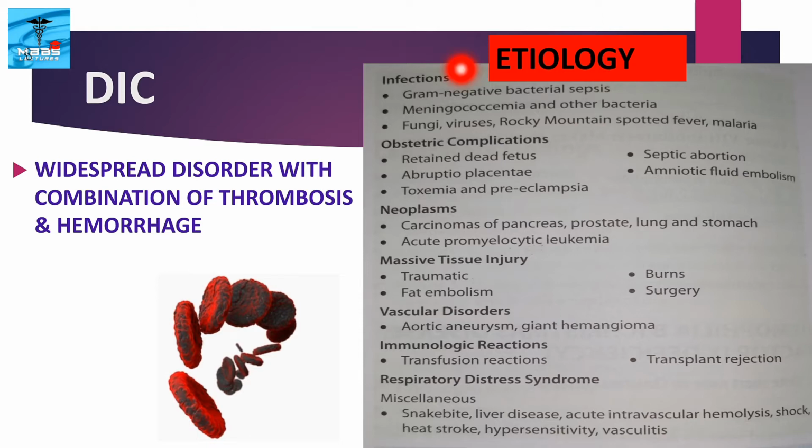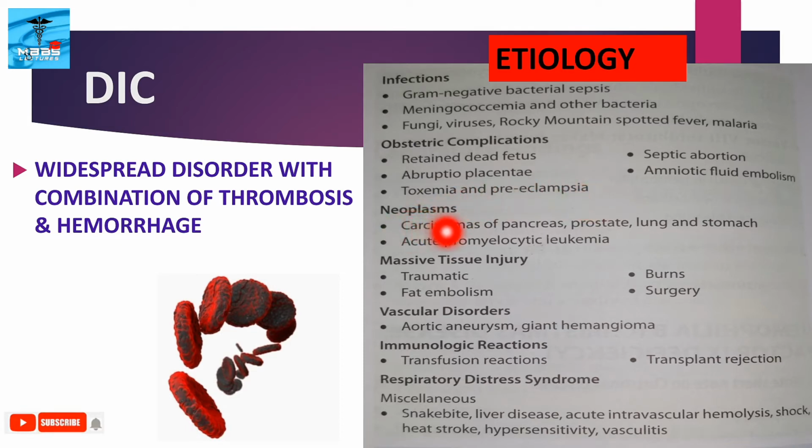The infections include gram-negative bacterial sepsis. Also, meningococcemia and other bacteria contribute to DIC. Fungi, viruses, Rocky Mountain spotted fever, and malaria are also associated with this disease. And then, obstetric complications like retained dead fetus, septic abortion, abruptio placenta, amniotic fluid embolism, and toxemia and preeclampsia.